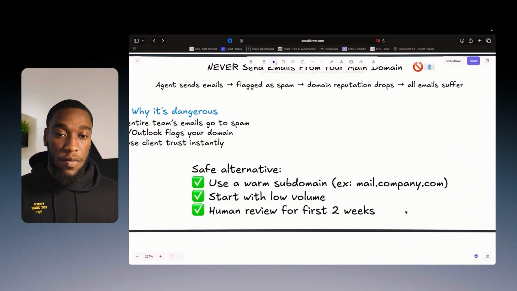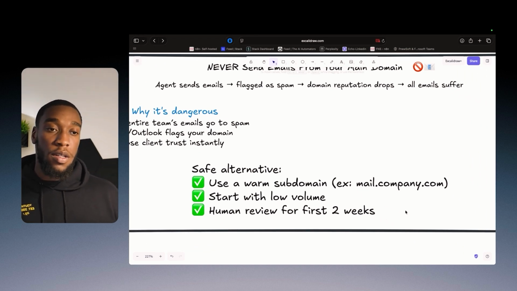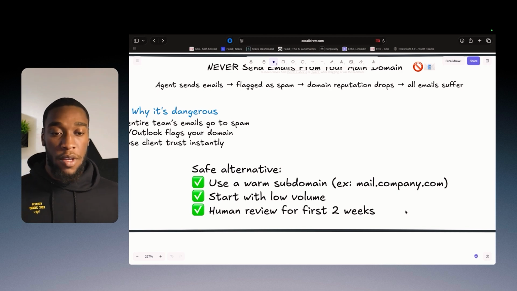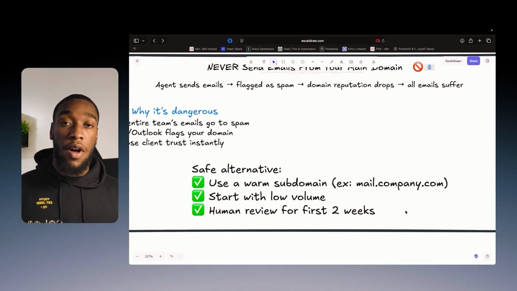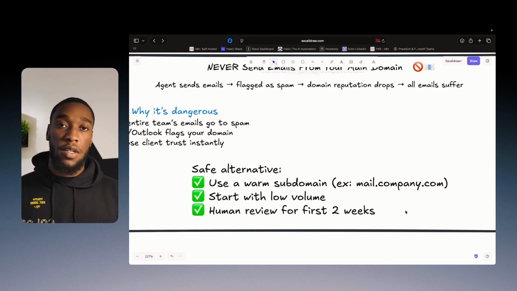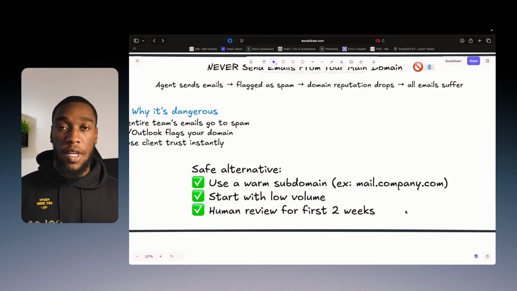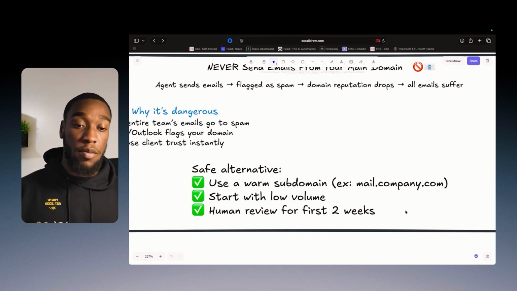So a safer alternative is to use warm subdomains that include your company name, but aren't the direct domain that you use to operate your business. And you want to start with a lower volume and see where the reputation is going. And if you have any providers like Instantly, you can track any bounced emails and stuff like that.